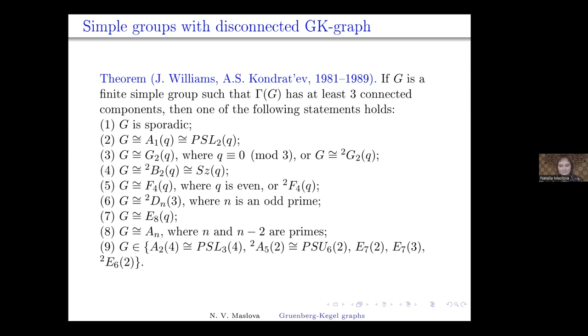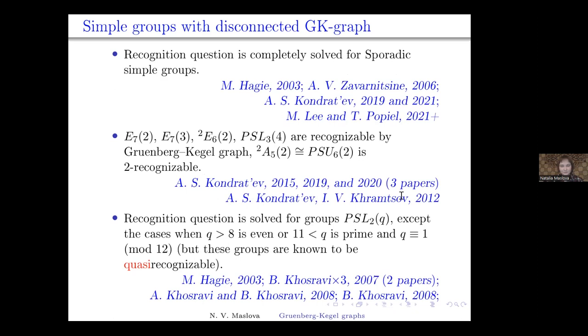And what can we tell about the recognizability by Gruenberg-Kegel graph? The question of recognizability by Gruenberg-Kegel graph has been solved for all finite simple sporadic groups, including our 17 cases. This is a serious result by Mina Hagi, Andrei Vitaly Zavarnitsyn, Anatoly Semyonovich Kondratyev, and the final step has been done by Melissa Lee and Thomas Popiel from New Zealand. And these sporadic cases of groups of Lie type have been ruled out by Anatoly Kondratyev and his PhD student Igor Khramtsov.